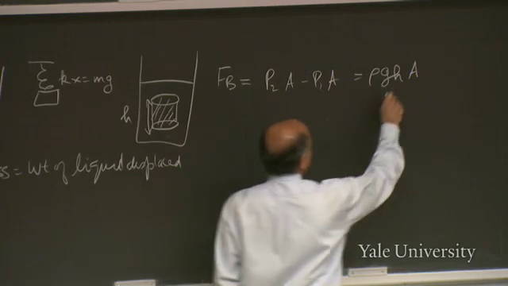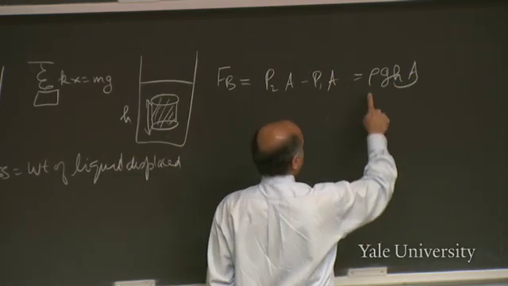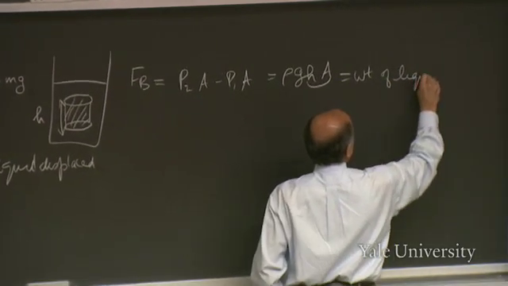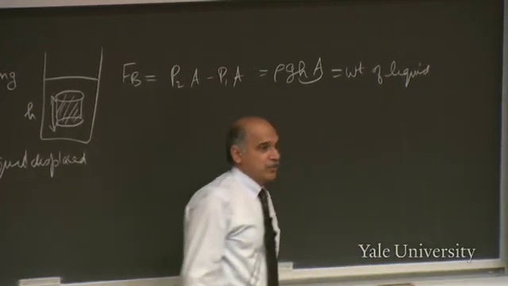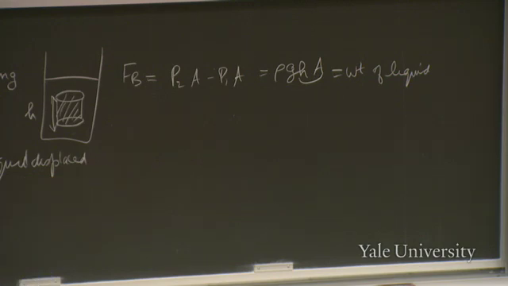Well, h times A is the volume of the water. Rho times that is the mass of the water. That times g is the weight of the liquid displaced. You can prove this for a cylinder. You can prove this for oddball shapes by thinking a little harder. But this is good enough.